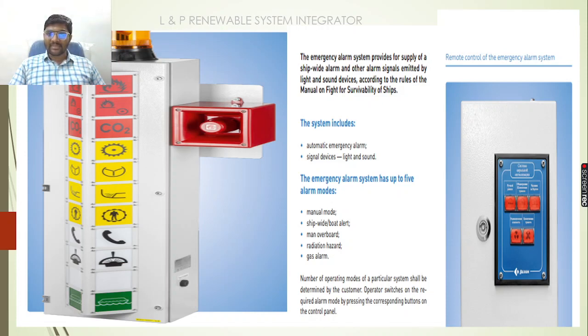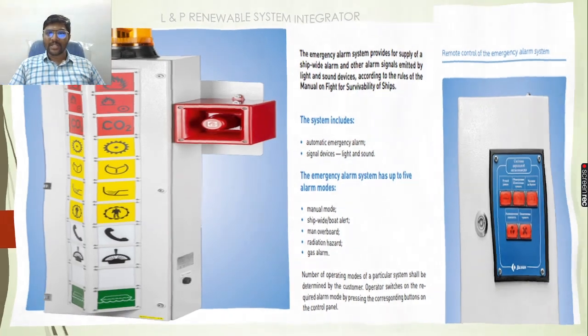So these are the emergency alarm systems. We have so many different modes. We have manual mode, man overboard, radiation hazard, gas alarm, and shipwide.